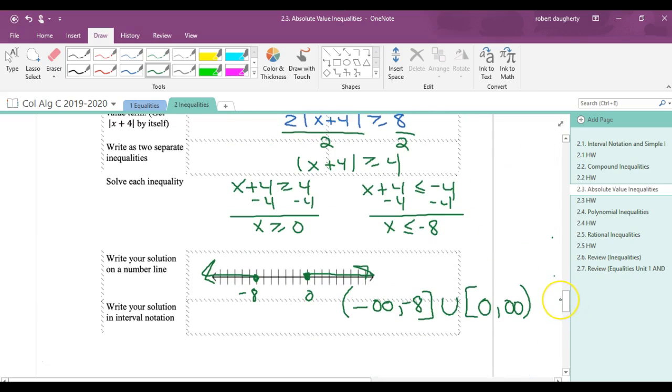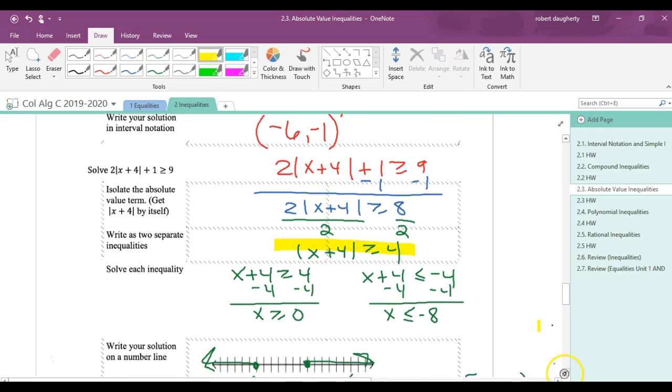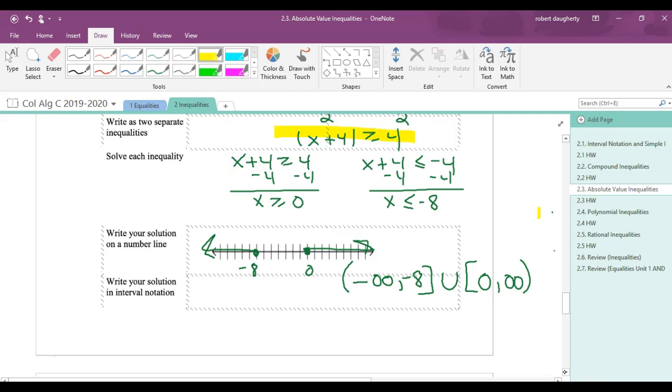Okay, so this one we worked here. Like I said, there was a little bit of work to get the absolute value by itself. You had to subtract 1 from both sides, then divide by 2. Once I got it to here, now I'm good to break that into 2 separate problems. X plus 4 greater than or equal to 4. X plus 4 less than or equal to negative 4. You get 2 inequalities, you get 2 solutions. You take those solutions, put them on a number line, and then you can read, this is going to have 2 intervals, okay? Anytime I have 2 intervals, I'm going to join them together. So this is negative infinity to negative 8 with a bracket. That is 0 to infinity, okay?